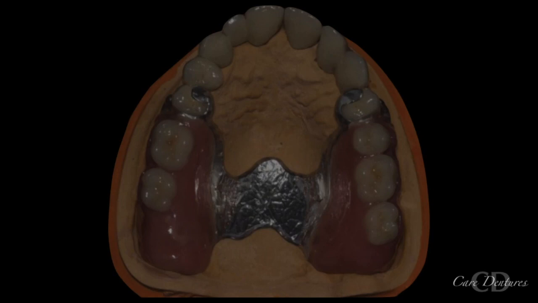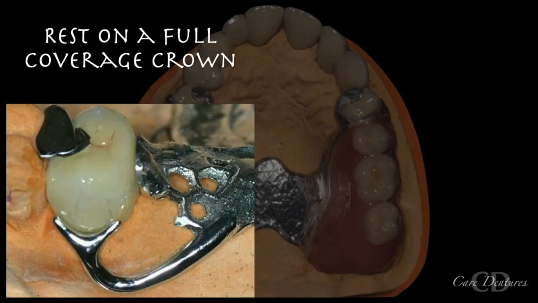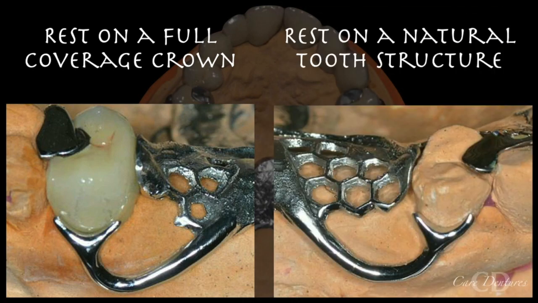If you view a direct retainer of a cast partial denture, you can see a retentive, bracing, and a supporting component nicely placed together, no matter whether it is placed on a planned PFM crown or on a prepared natural tooth. Let's focus on the supporting component of a partial denture today. I'm talking about a rest approximating a prepared rest seat on the abutment tooth.